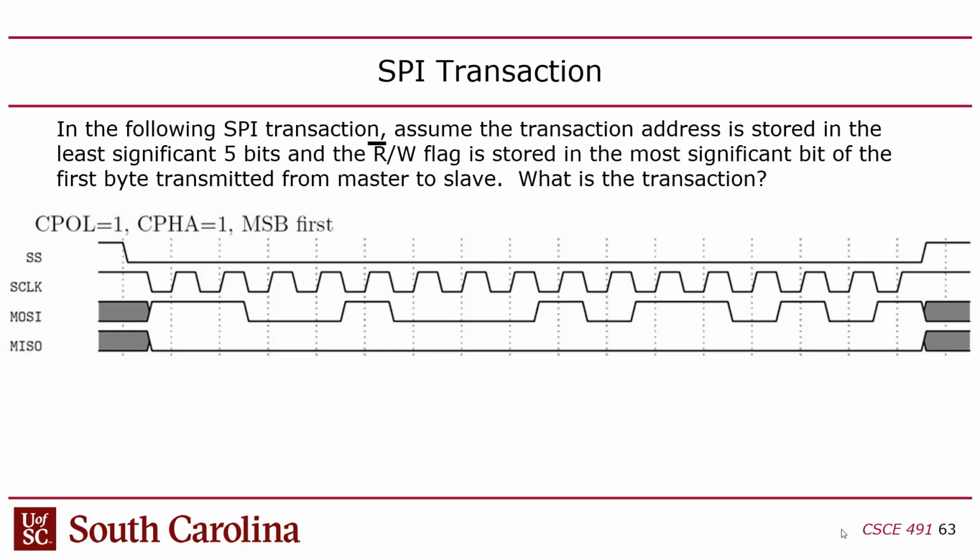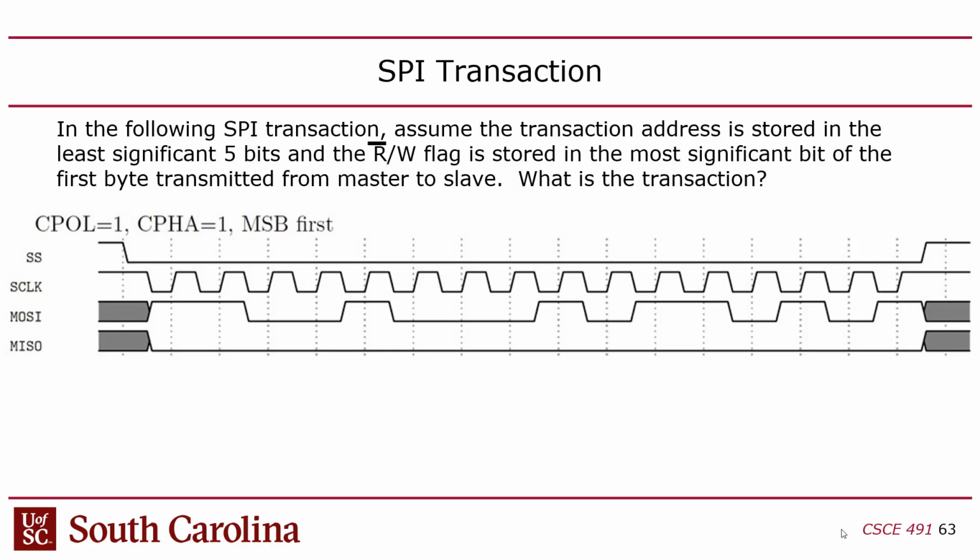Okay, but how do I know for sure it's a write? How do I confirm that? Well, it's the most significant bit of the first byte transmitted. If it's a 0, it's a read. If it's a 1, it's a write. Of course, it looks like it's a 1. I could tell it's 1 because this guy goes to 1 immediately. But to make sure, I have to look at where I'm actually going to sample this.